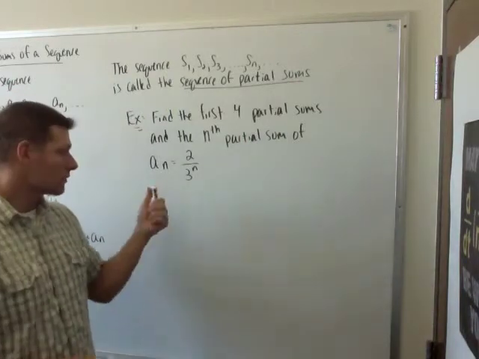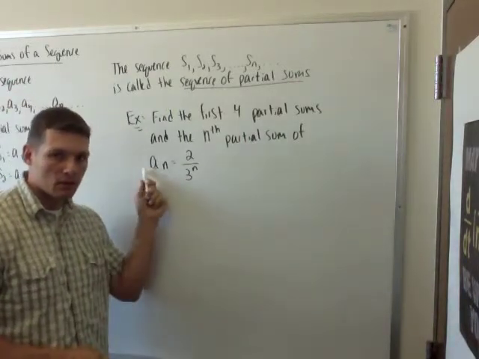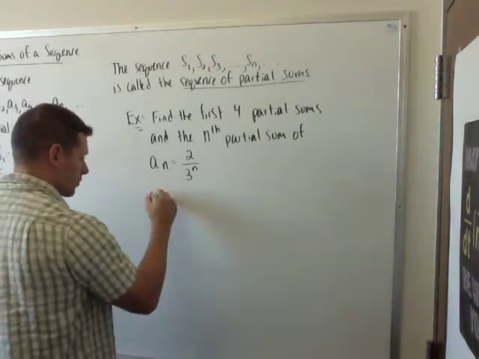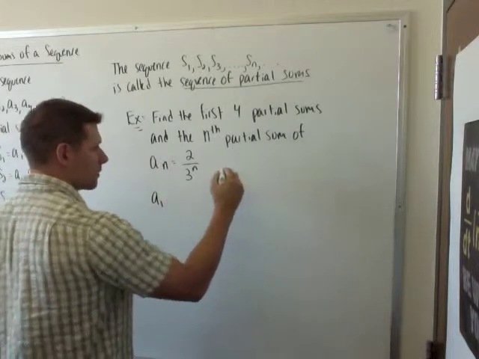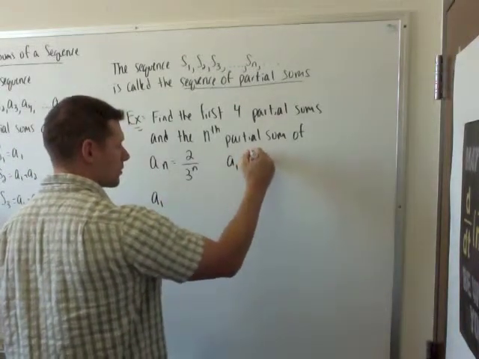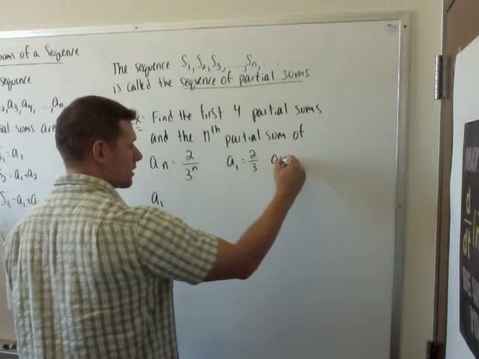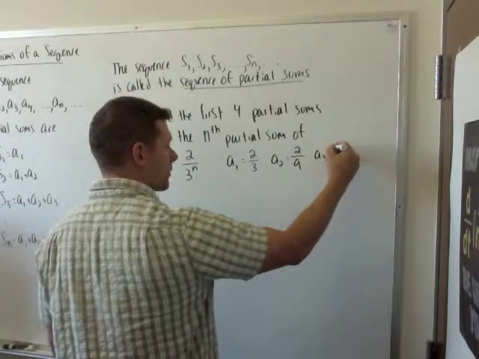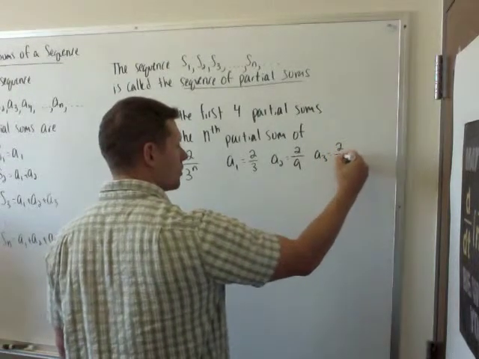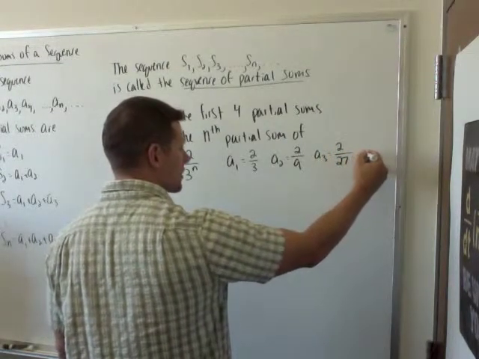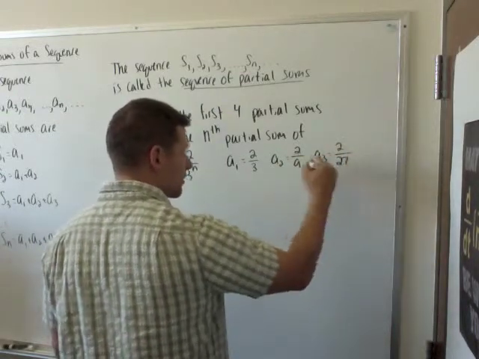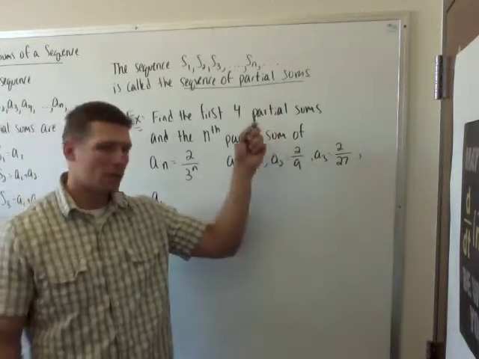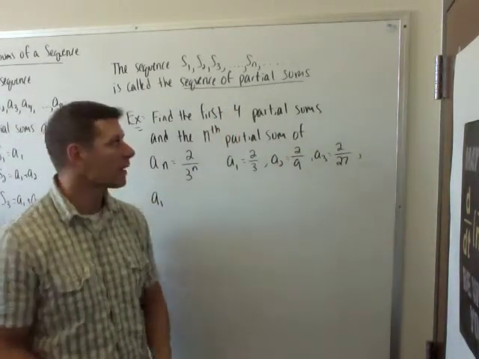Okay, let's understand what's going on. First off, we can define a sequence using this formula: An equals 2 over 3 to the n. So I'm asking you the first four terms. Well, we could have A1, right? Let me write A1 here. A1 is equal to 2/3. What's A2? Well, A2 equals 2/9. A3, what's A3 equal? Well, that equals 2/27. So we could do this, right? And so we have this sequence, we could go A1, A2, A3. But I'm not asking for the first four terms, I'm asking for the first four partial sums, okay?